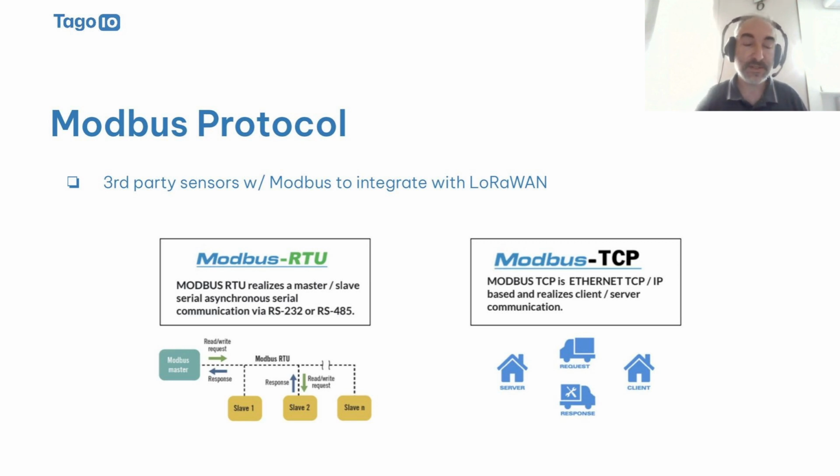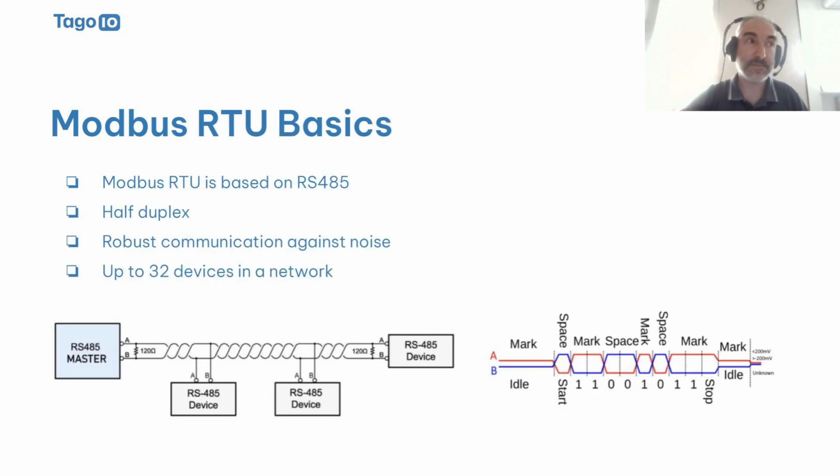Basically, there are two different kinds of Modbus. The Modbus RTU, RS485 or RS232, which is based on twisted pair lines, or the Modbus TCP, which is Ethernet-based Modbus. Modbus is a very robust protocol, very well known on the industrial side, and you can connect devices several hundred meters away from the master. The Modbus protocol has one master and several slaves, up to 31 slaves. The communication is based on differential signals using twisted pair cable. It is half duplex and very robust against noise.